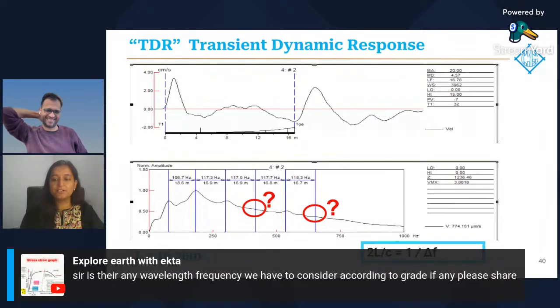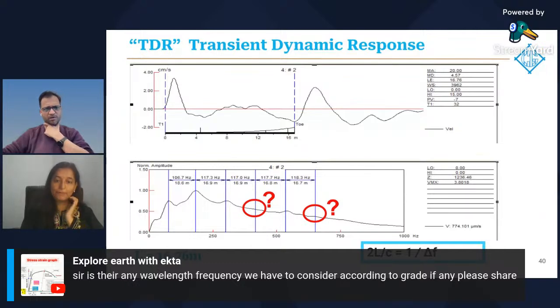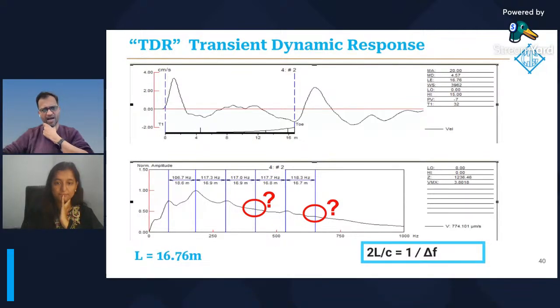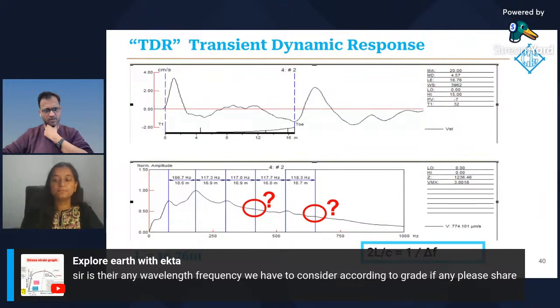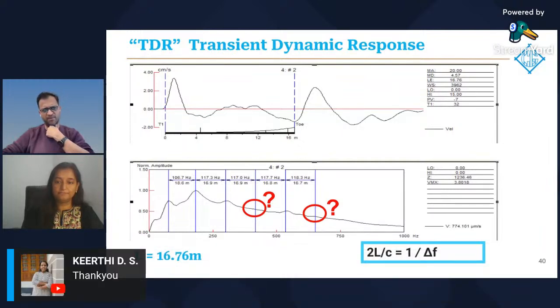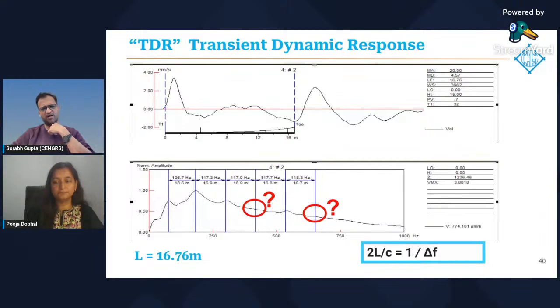Next question is from Ekta. Sir, is there any wavelength or frequency we have to consider according to grade? If any, please share. No, I'm not sure what you mean by wavelength frequency. The concrete grade does not affect the processing parameters which you use. The concrete grade primarily only affects your wave speed. I didn't understand the question well enough, so please ask me a follow-up question. We'll move on in the meantime.